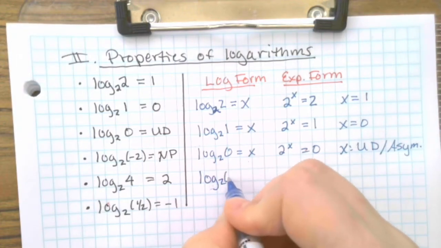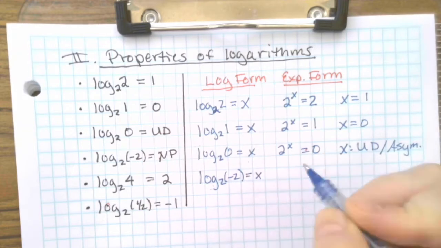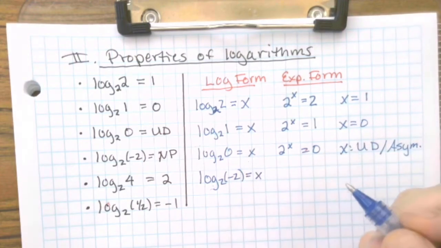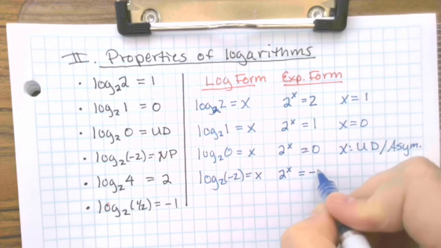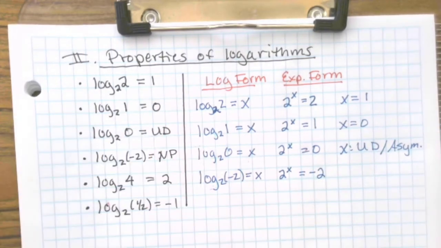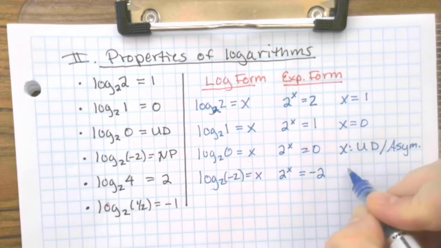Log base 2 of negative 2 equals some number x. Flip it into exponential form. 2 to the power of x equals negative 2. Well, just like the last one, there's no way to make 2 to the power of x a negative 2. So this is actually not possible.